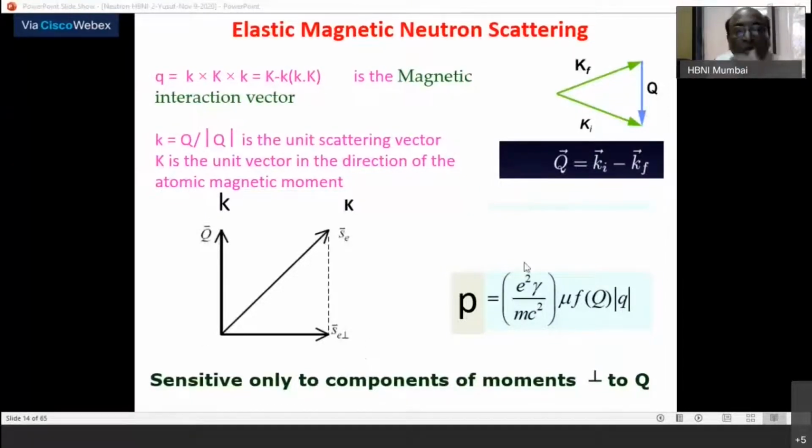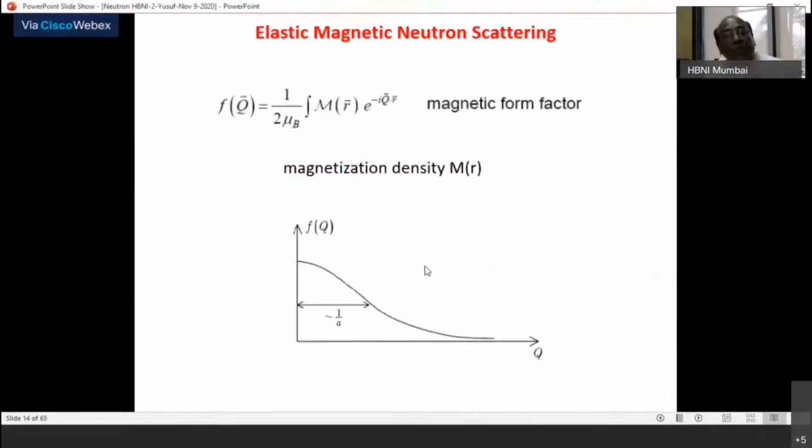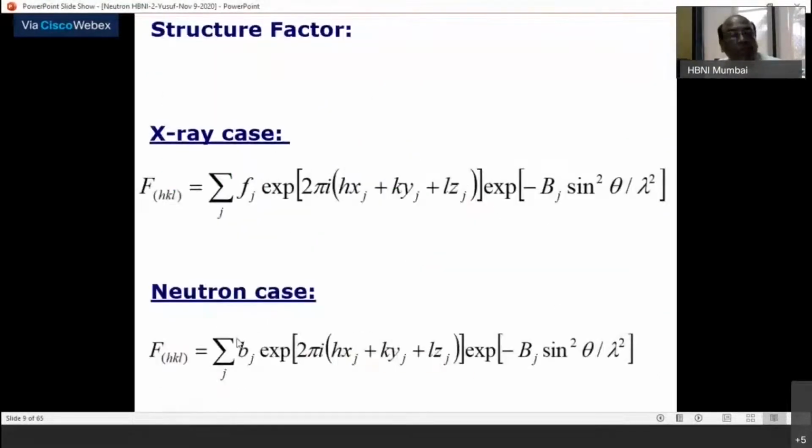What I mean by that. Now I want to define one more term. So far I have defined the b. I go back. What is my b? Small b is the scattering amplitude due to nuclear interaction, the strong nuclear interaction between the neutron and the nucleus of your atom or ion, right? Now I have the corresponding p for magnetic scattering. Okay.